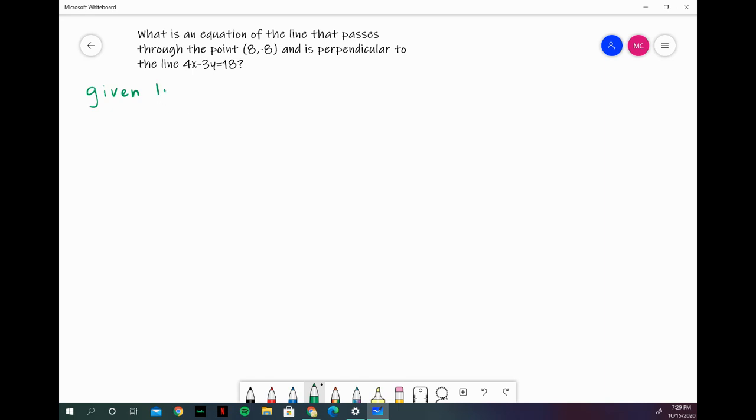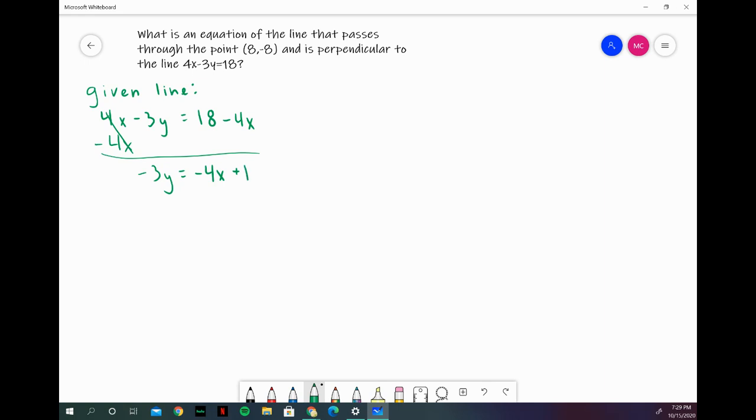The given line is 4x minus 3y equals 18. And again, I need to put this in slope-intercept form, which is y equals mx plus b. The first thing I want to do is get rid of the 4x from the left side, so I'm going to subtract that from both sides. 4x minus 4x is 0, so I'm left with negative 3y is equal to negative 4x plus 18.